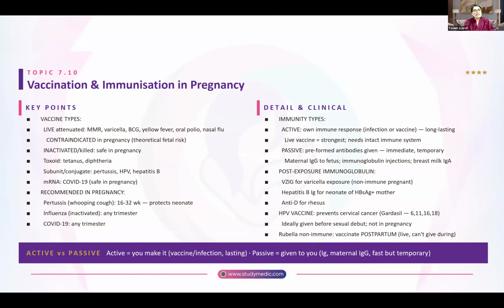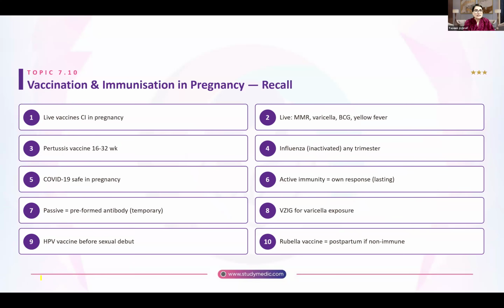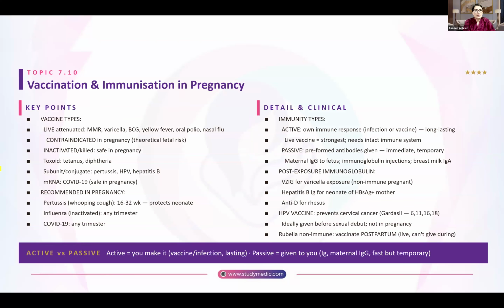Okay, then comes vaccination and immunization in pregnancy. About vaccination and immunization in pregnancy, what we have to remember is that there are various types of vaccines. A few are live attenuated vaccines, then there are inactivated vaccines, and then there are subunit vaccines. So there are various types of vaccines, and this is your exam question: they can ask you which type of vaccine it is.